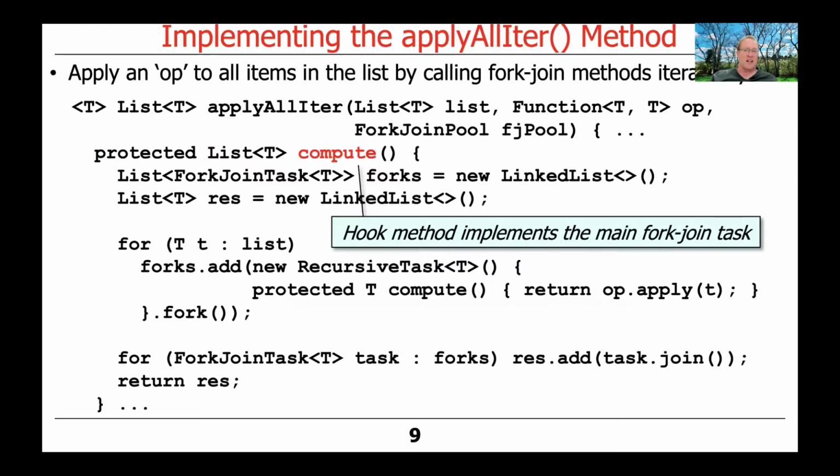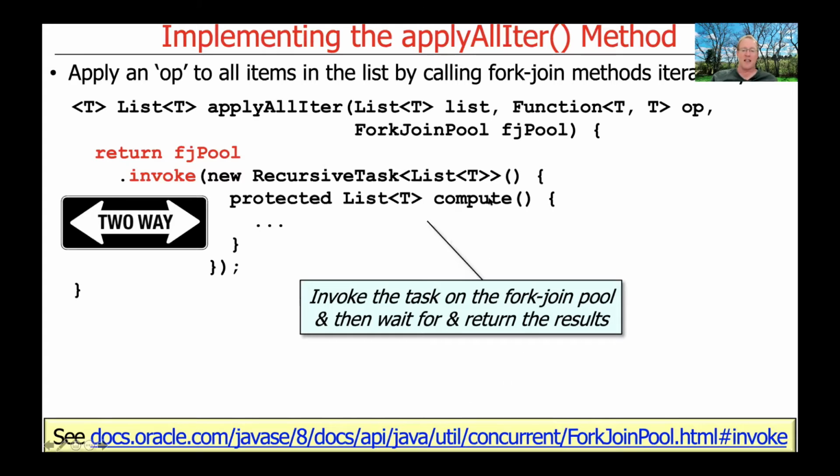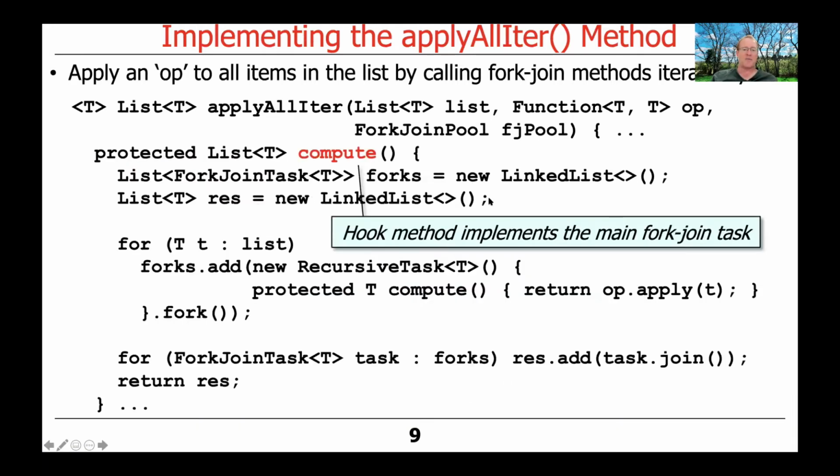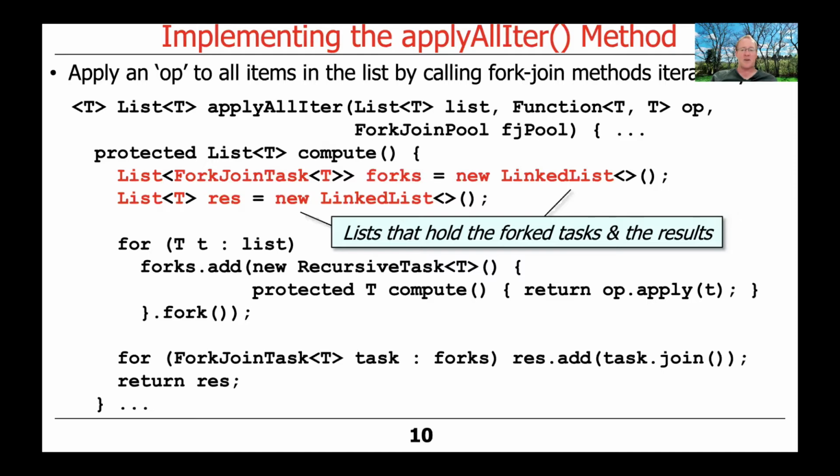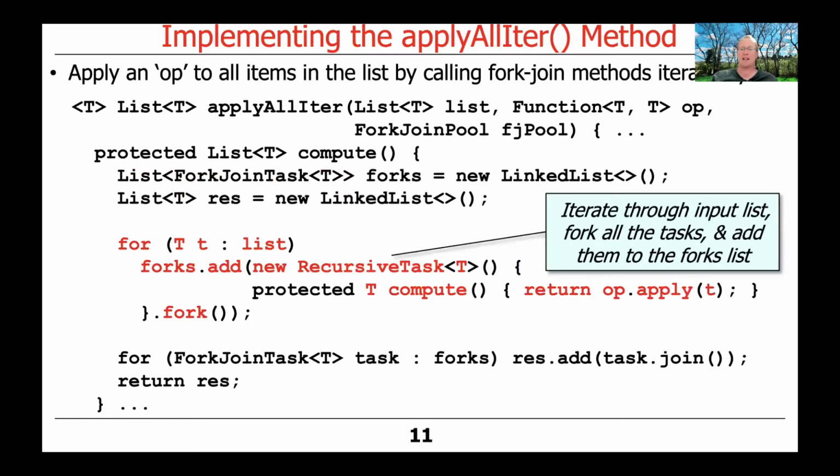So to illustrate that, let's take a look and kind of zoom in on the compute method. This is just the compute method that's defined here inside of that anonymous recursive task, split up or zoomed in so you can see it better. And this is the hook method that implements the main fork join task. You can see what it does is it makes a new linked list that is going to hold the forked tasks as well as hold the results. And you can see that the forks variable is a list of fork join task objects, and res is a list of result objects, both of which are handled with linked lists. I could have used array list, but I'm using linked list. No big difference.